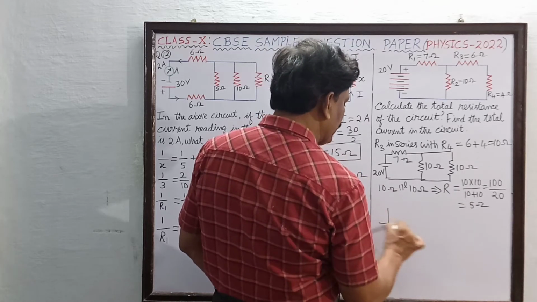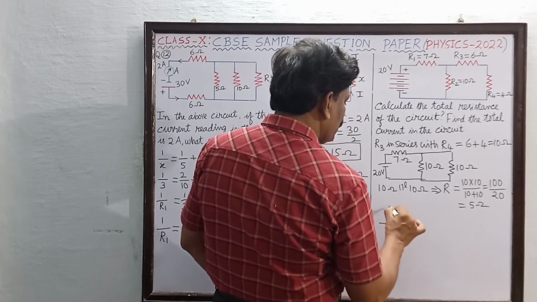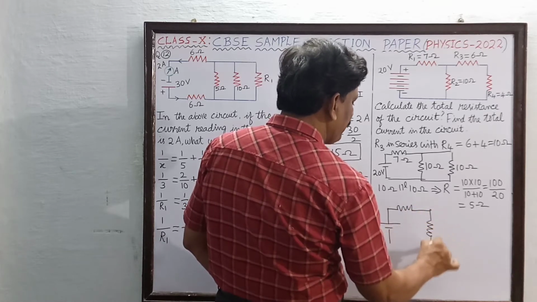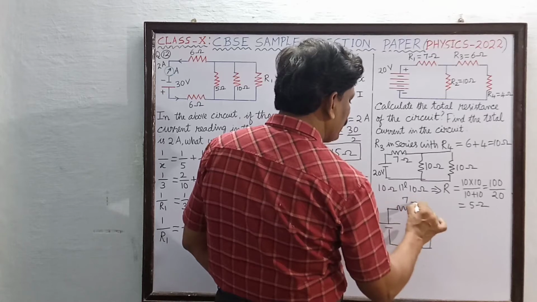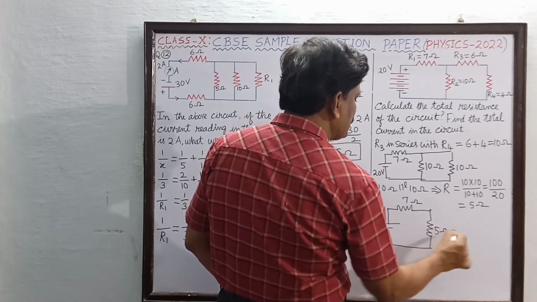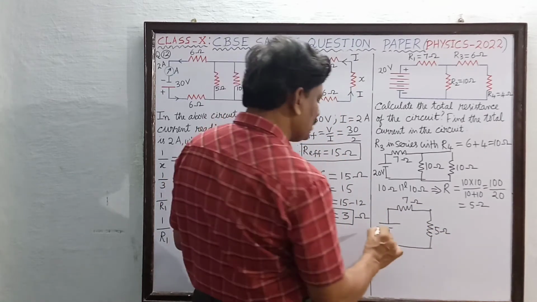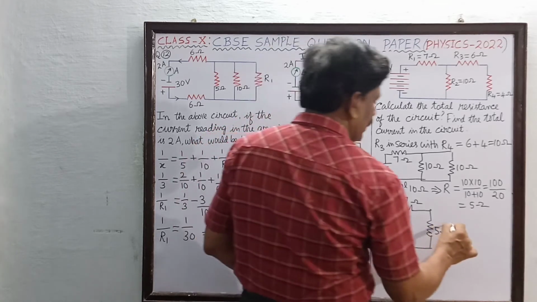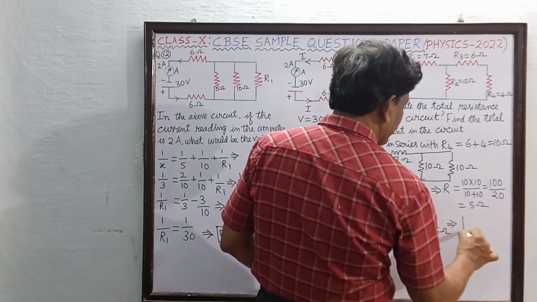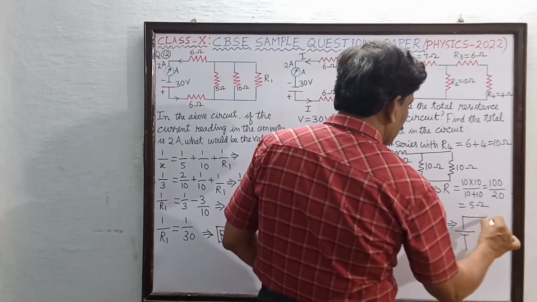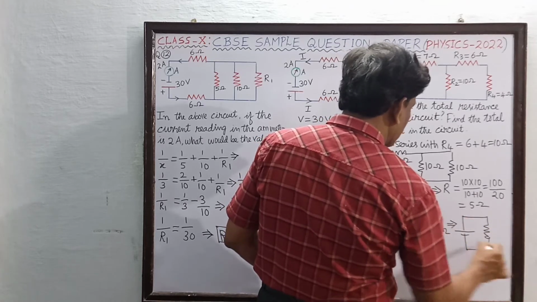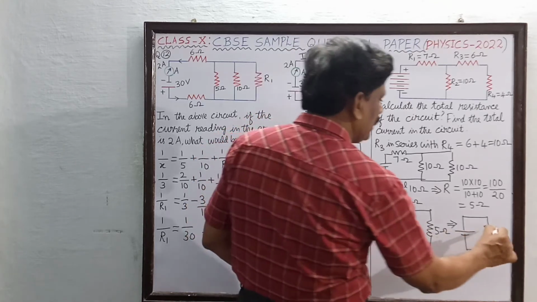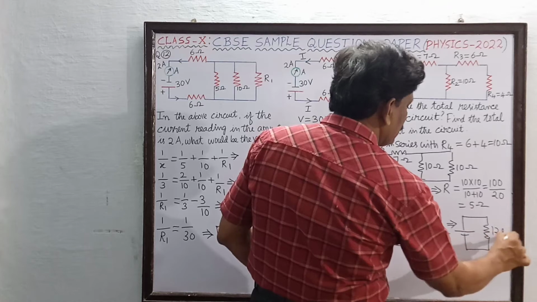So the circuit now reduces again. You can see this is a 7 ohm and this is a 5 ohm. So this 7 ohm resistor and a 5 ohm resistor, these two are in series. And this is 20 volt. So again the equivalent circuit is a battery and a single resistor of 7 plus 5. They are in series. 7 plus 5 is 12. So this is 12 ohm.